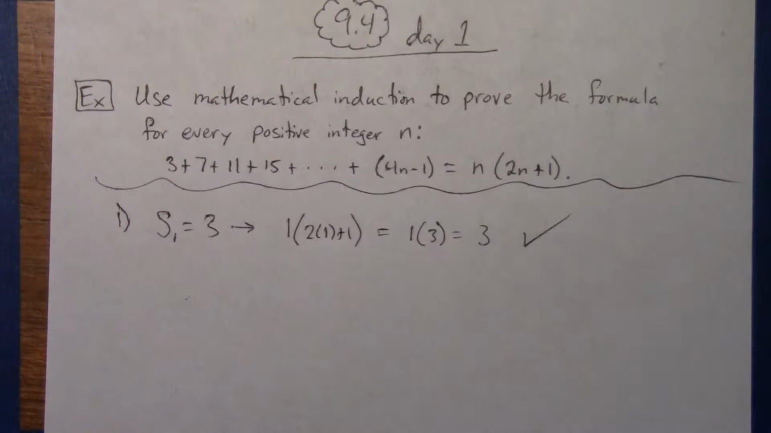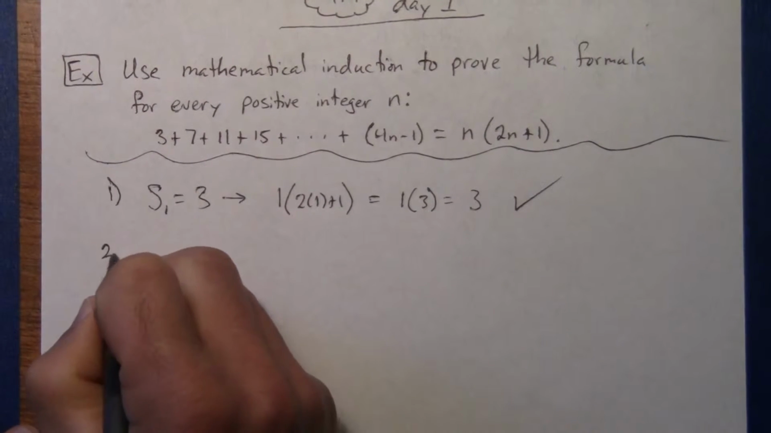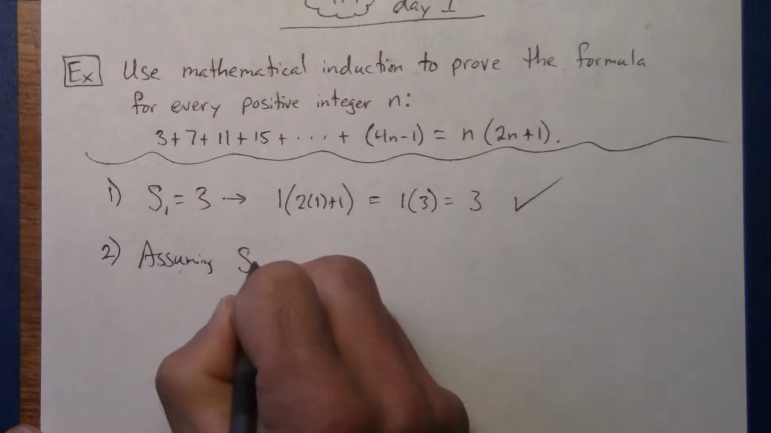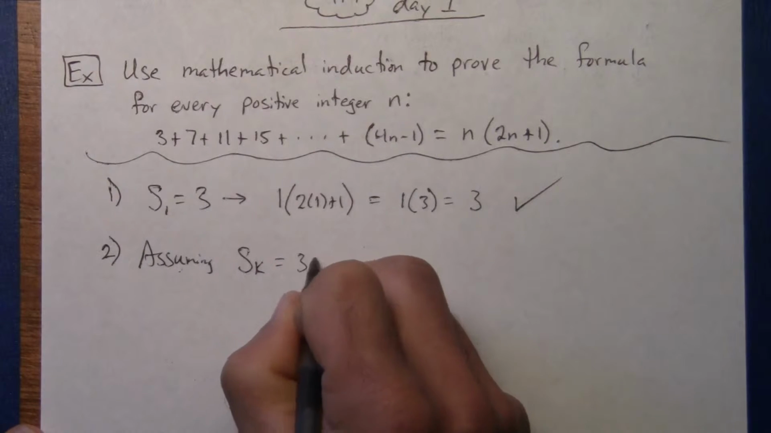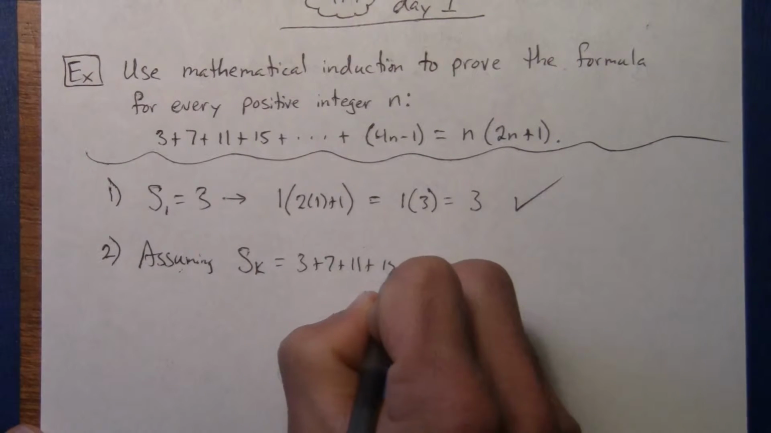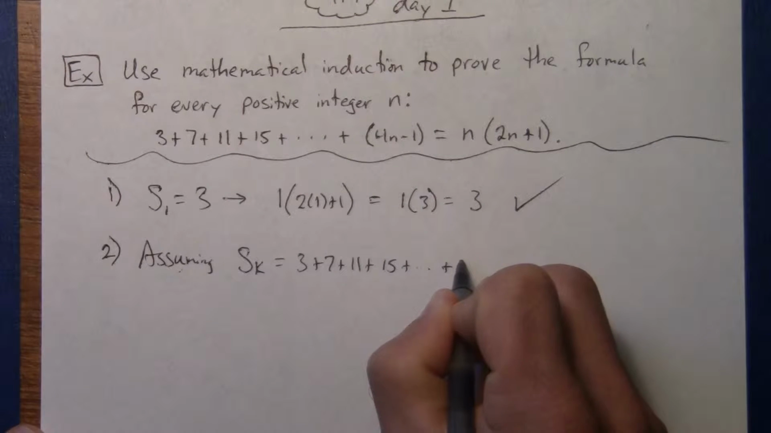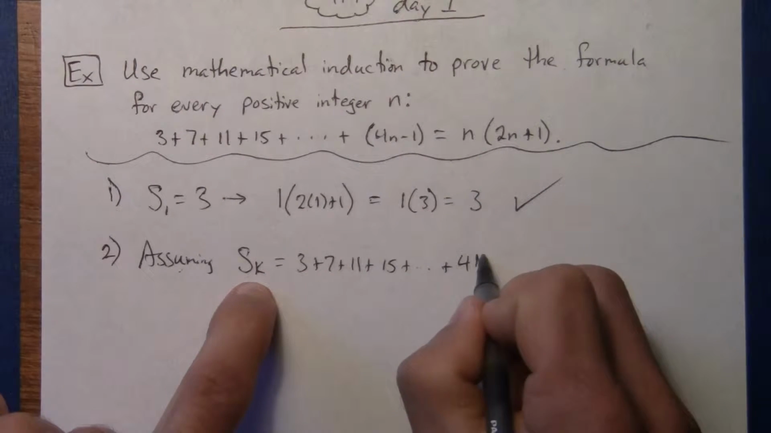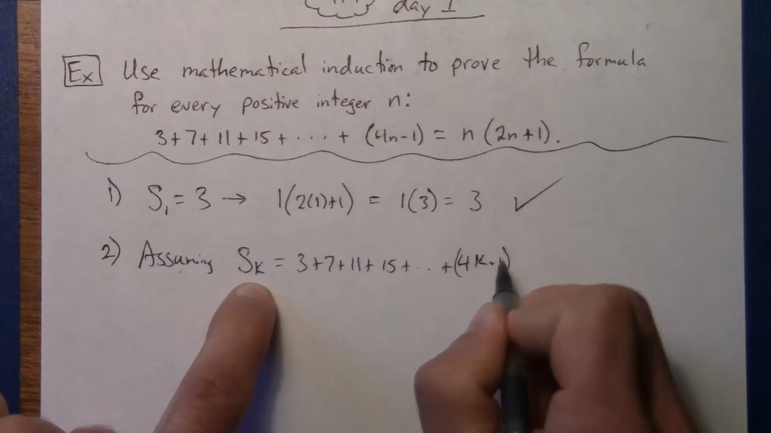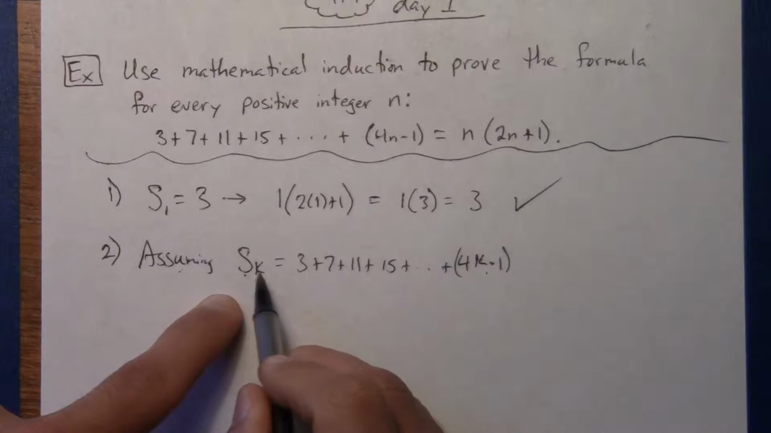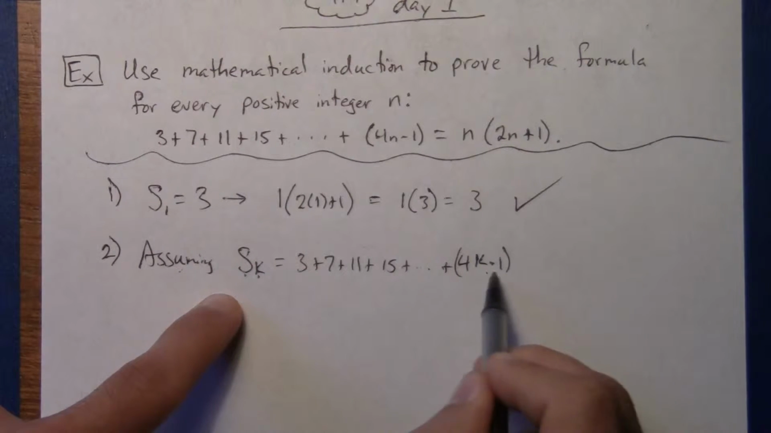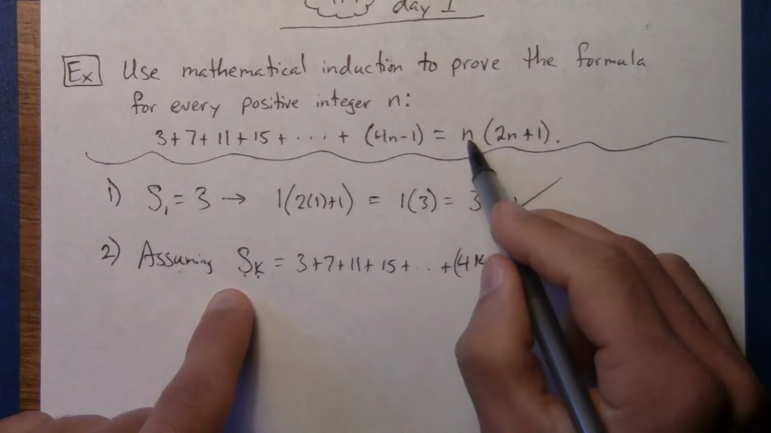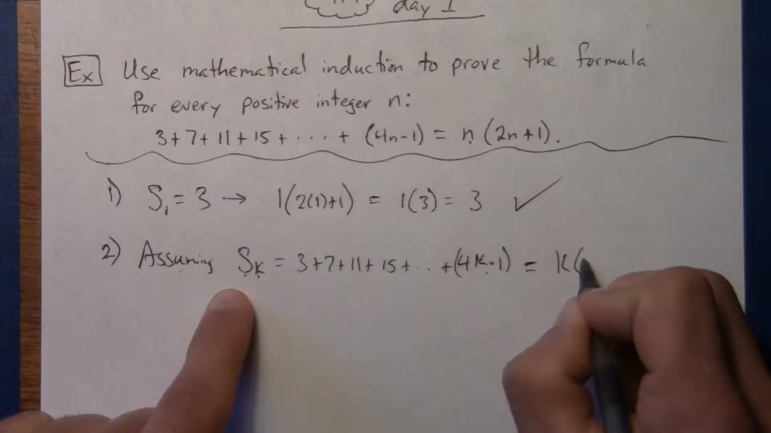So it works. The second thing you have to do is say, assuming that s sub k is equal to 3 plus 7 plus 11 plus 15 plus all the way out to 4 times, now I'm plugging k in, so this would change to 4k minus 1. There's the kth term. Remember what that stands for, the sum of the first k terms. That would be the first k terms. This is going to equal k.